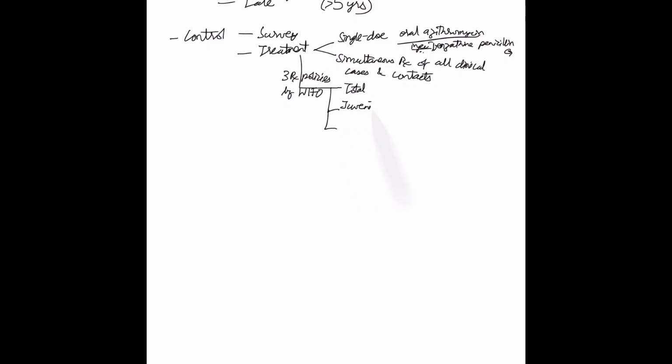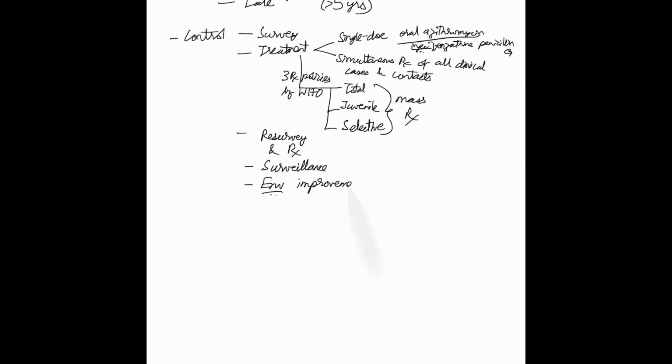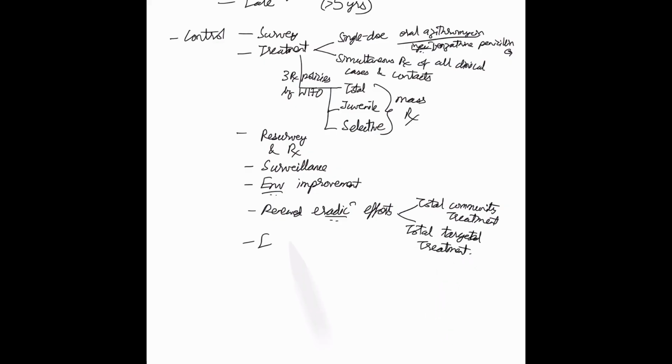Coming to yaws control measures, we have survey and treatment, of course, with either single dose oral azithromycin or IM injection of benzathine penicillin G, and simultaneous treatment of all clinical cases and contacts. There are 3 treatment policies given by WHO, which can be total, juvenile, or selective mass treatment. There's also a note on resurvey and treatment, surveillance, environment improvement, and renewed eradication efforts, including total community treatment and total targeted treatment, and of course, evaluation of the above measures.